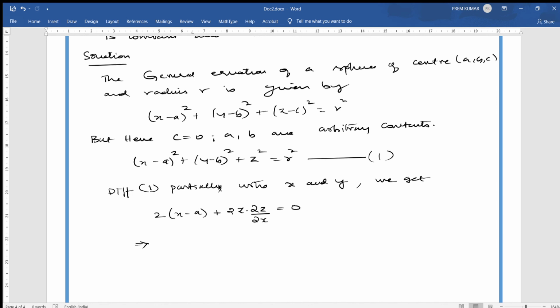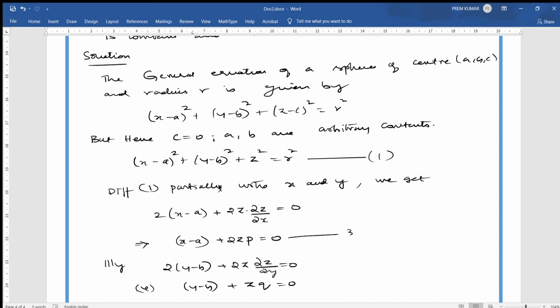So what we get, x minus a plus z into p equals 0. Similarly, if you differentiate with respect to y, what happens? 2 into y minus b plus 2z into dou z by dou y equals 0. It is y minus b plus zq equals 0. I name this as equation 2, and this is equation number 3.